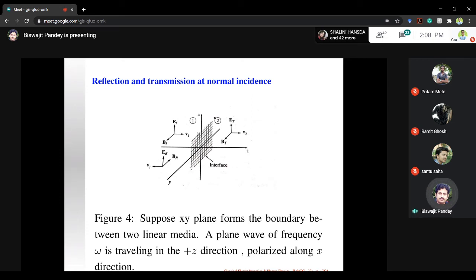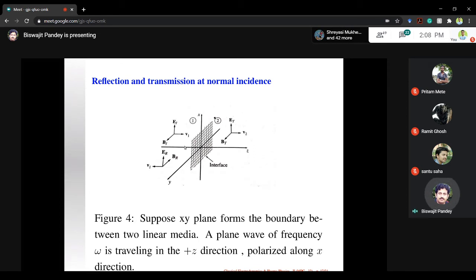So for the incoming electromagnetic wave there are two possibilities: either the wave will pass through and completely go into the second medium, or maybe a part can get reflected and a part can get transmitted, right? Or maybe the entire thing can get reflected. So let us see what would happen.